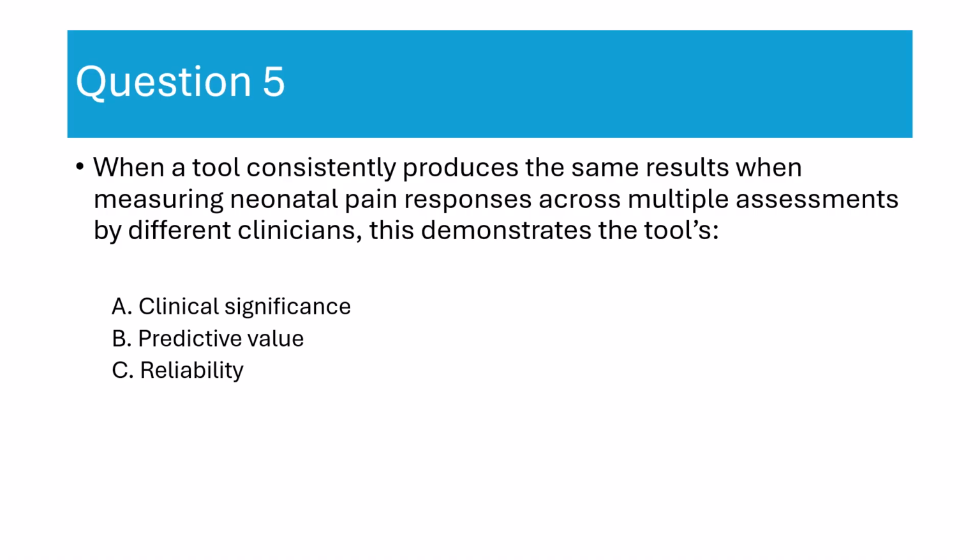Predictive value. Predictive value refers to a test's ability to correctly identify a condition or predict an outcome. This is related to validity rather than the consistency of measurements described in the question.